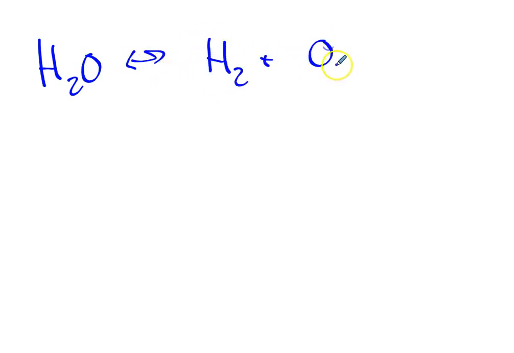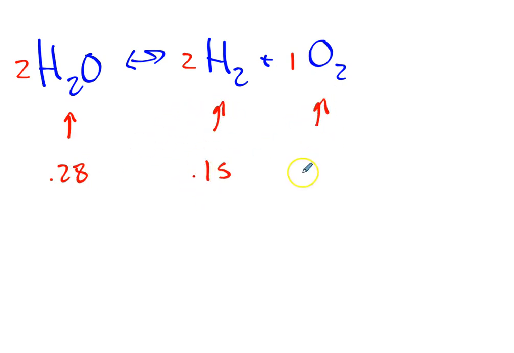So you have water decompose to H2 plus O2, and we can balance that. There's got to be a 2 here, a 2 here, and a 1 here. At equilibrium, let's say this is 0.28, this is 0.15, and this is 0.09. Who knows? Okay, will you find Keq or Kc? All right.